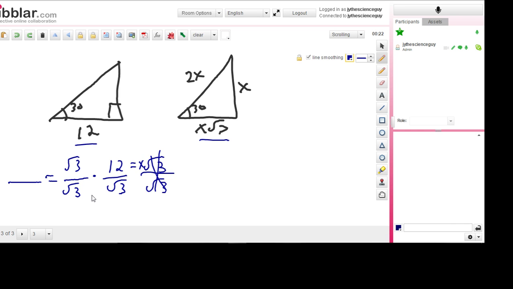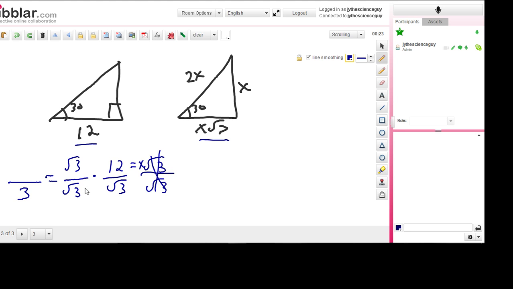Square root of 9. Square root of 3. What's the square root of 9? 3. So when you do that, what happens to the square root? It disappears. That's the whole point.